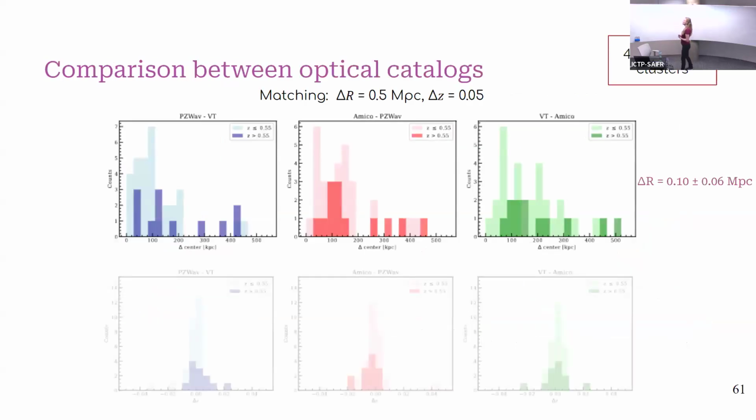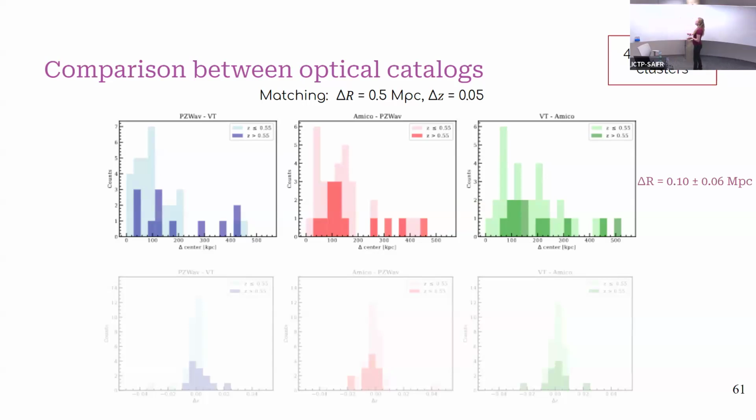Okay, so as I mentioned, we had other cluster-finding algorithms being applied to the mini JPAS data. So we compare how well they behave in this area, comparing the three of them. And we call it a match when we have a center distance below 0.5 megaparsecs and a redshift difference of 0.05, which is again 3 times the photometric error. And here we have AMICO, which is a filtering clustering algorithm, and also BT, which comes from Voronoi tessellation, which is a pure geometrical code.